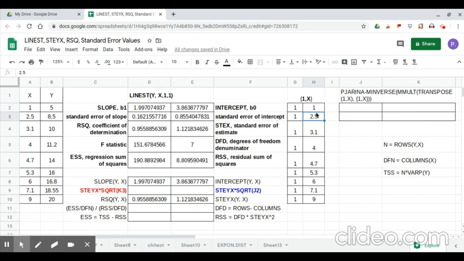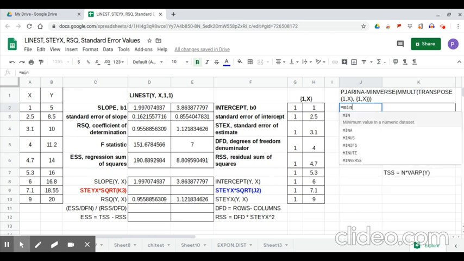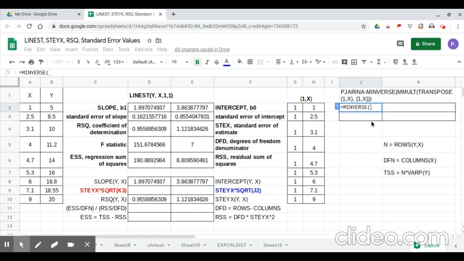Now that we have the 1, x matrix, we can now calculate the Pijorina inverse matrix, which is equal to MINVERSE, MMULT, transpose of this matrix, 1, x matrix, and itself. We have a square matrix that's inverted.